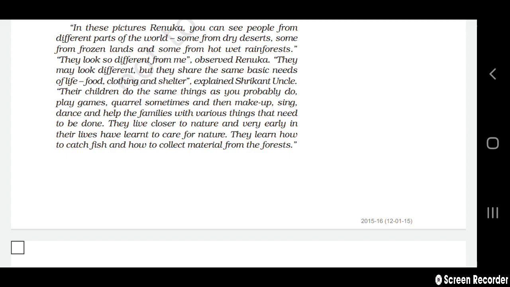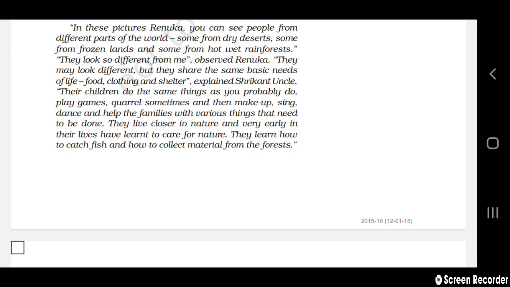They may look different, but they share the same basic needs of life. All human beings have the same basic needs of life, that is food, clothing and shelter. That was explained to Renuka by Shrikant uncle.